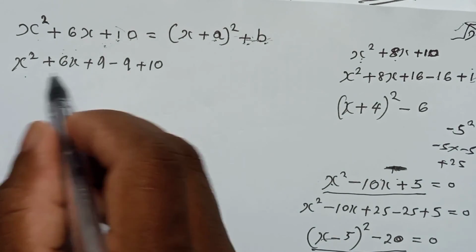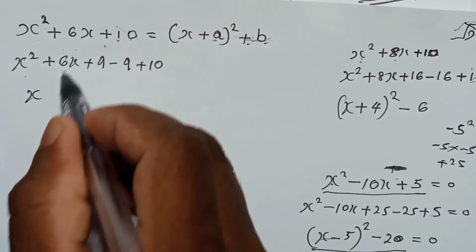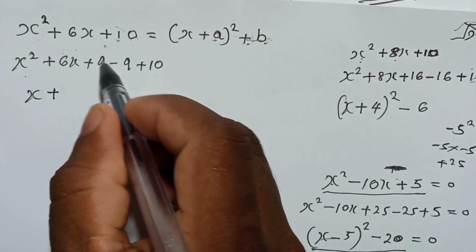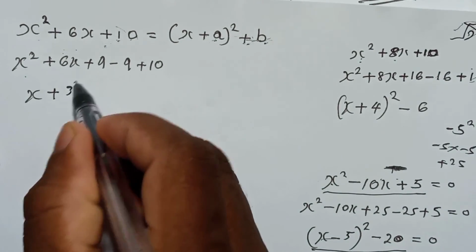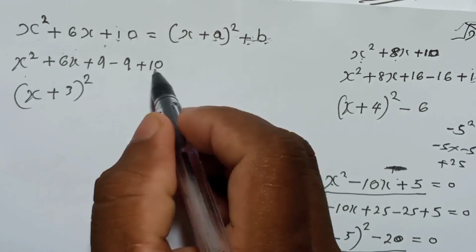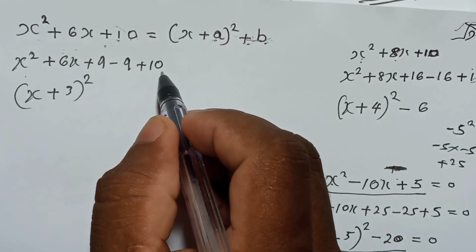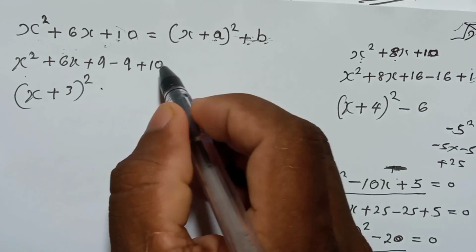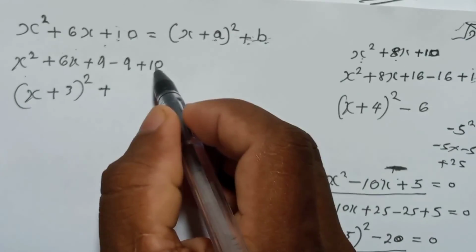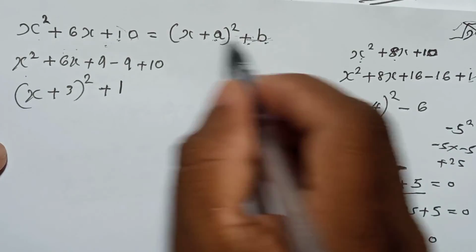Okay, now here we know what to do. Get the square root of this, that means x. The sign of the middle one is plus. Here the square root of 9 is 3. Then put the bracket and square. Then what is the answer for these two? Minus 9 plus 10. So it will be the bigger one's sign and get the difference. 10 minus 9 means 1. Right, like that. So we make it into this format.